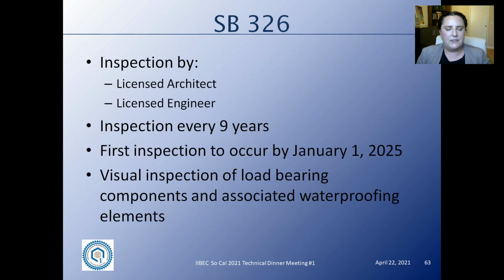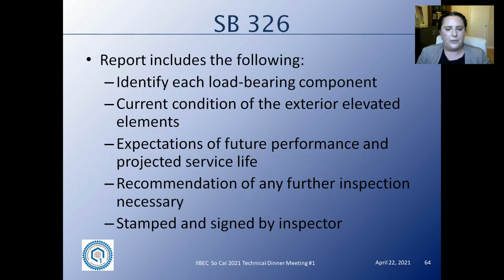These inspections can be provided by a licensed architect and a licensed engineer in the state of California. The inspection cycle is every 9 years, and the first inspection is to occur by January 1st, 2025. And again, it's a visual inspection of load-bearing components and associated waterproofing elements. And the report requirements are the same as for 721.